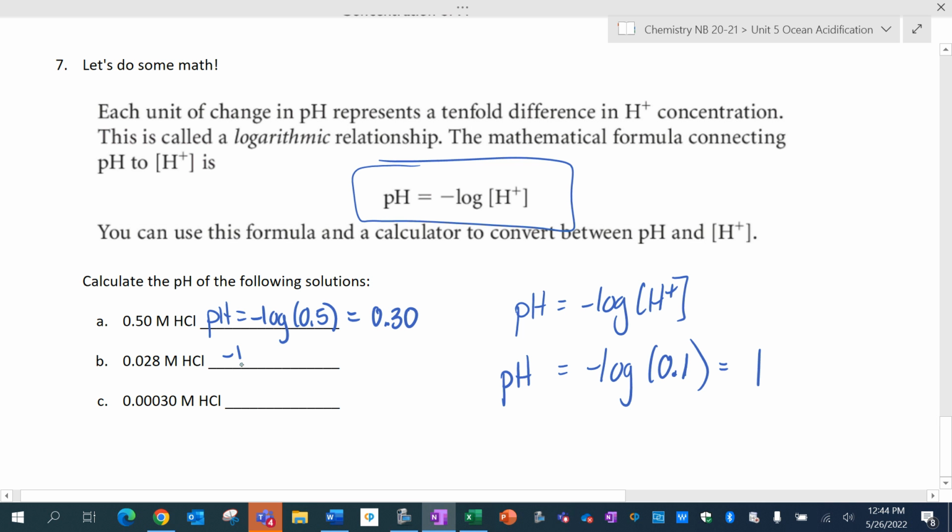Okay, let's try this one. You take the negative log of the acid concentration. That's 0.028. So you can just plug this in your calculator. Find where that log button is. Okay, that's 1.55. And then this last one, the negative log of 0.003. That is 2.52. All right, so there we go.